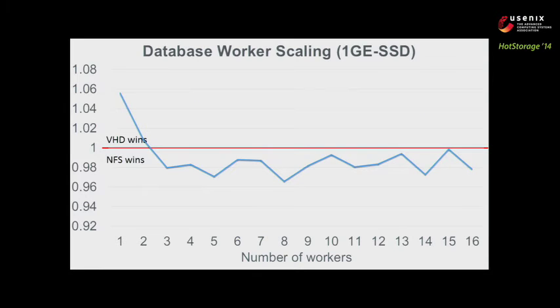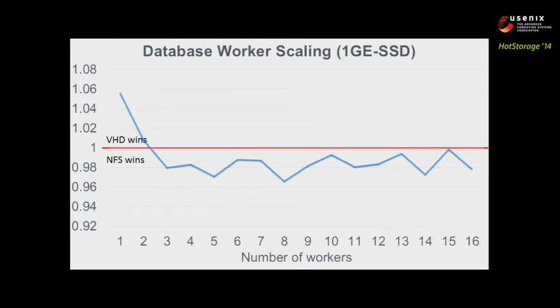So this is the performance. On the y-axis, we have the performance of the VHD normalized by the NFS performance, such that numbers below 1 show that the NFS is more efficient, whereas numbers above 1 show that the VHD is more efficient. And what we can see is that we vary the number of workers that are running I/O meter.